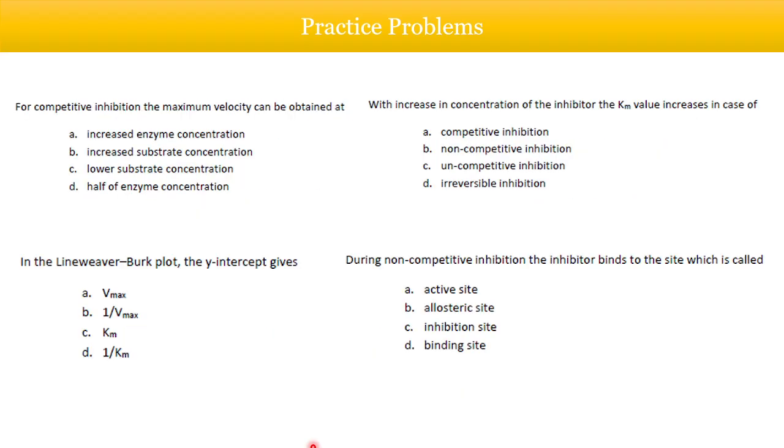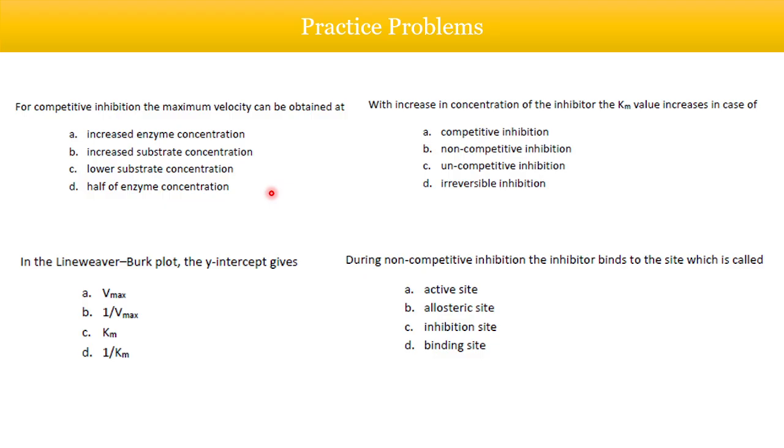Okay, we will not go into this one. So for competitive inhibition, the maximum velocity is obtained at. These are some quick questions. Yes, that is correct. Option B, at increased substrate concentration.